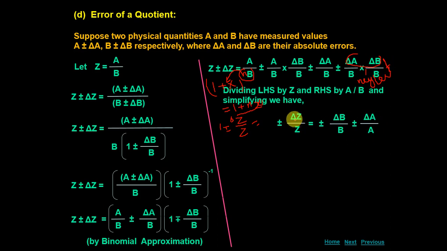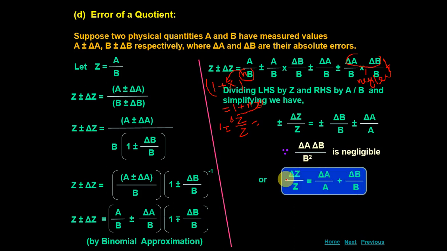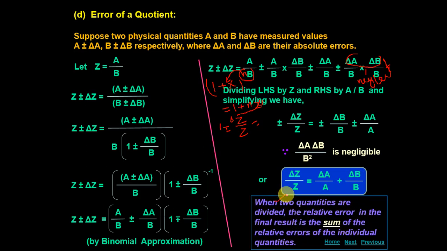So we have delta z over z is equal to plus minus delta b over b plus minus delta a over a, the same thing we have already explained. So delta z over z is equal to delta a over a plus delta b over b. So again the rule is same. When two quantities are divided, the relative error in the final result is the sum of the relative errors of the individual quantities. So in both multiplication and division, the result is the same.